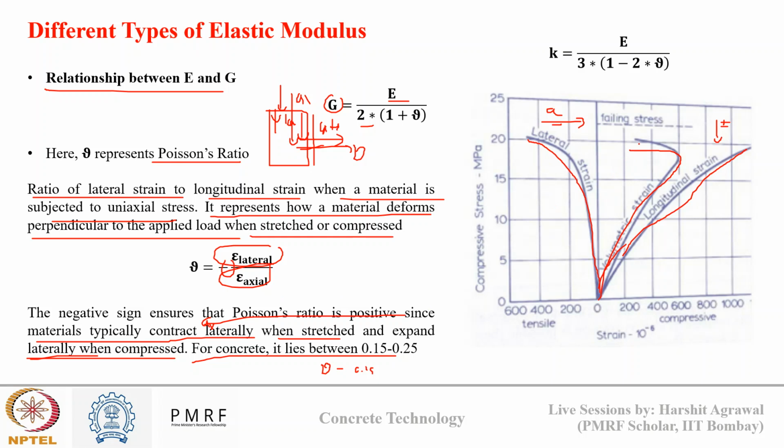This bulk modulus is also related to the elastic modulus using this equation. So we can relate all different types of modulus of elasticity if we know the Poisson's ratio and one of the MOE values among the three.